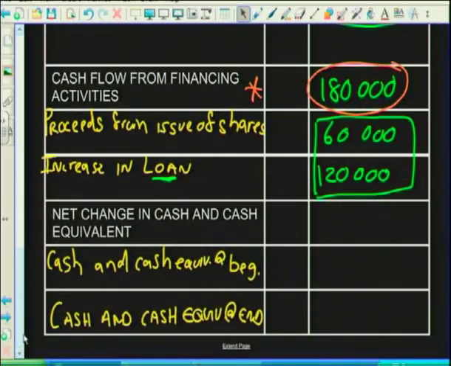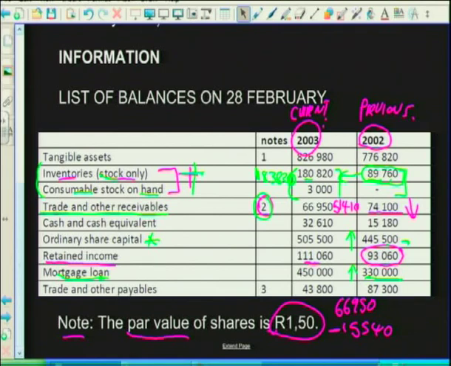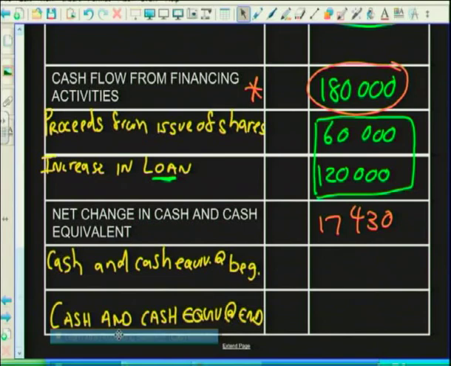So let's enter that. Net change in cash and cash equivalent, an amount of 17,430. Right, the very last part of the cash flow, cash and cash equivalent at the beginning of the year. Let's go to our information, to cash and cash equivalent. What was cash and cash equivalent at the beginning of the year? There's my amount, 15,180. So let's take that through to our cash flow statement.